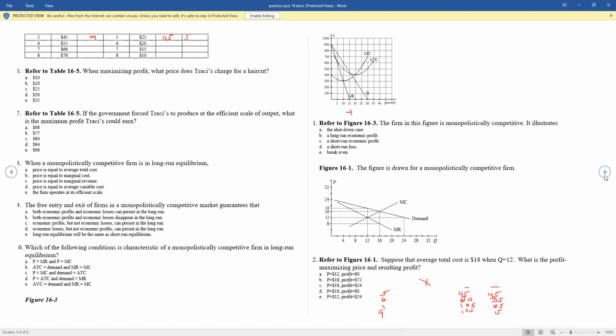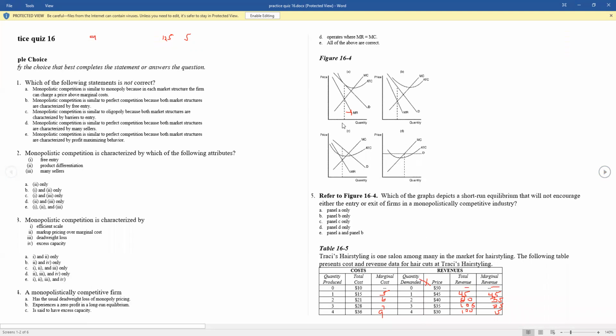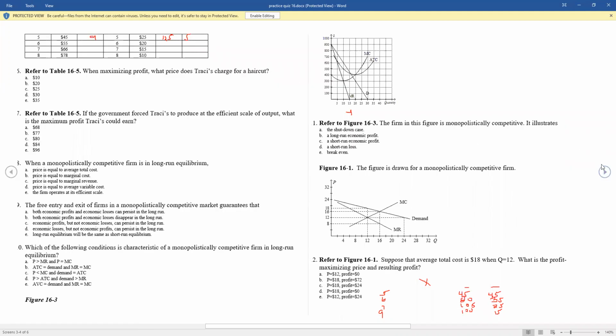All right. Number 8, when a monopolistically competitive firm is in the long run. All right. So I'm going to go back here because here's a long run, right? All right. Here my price equals my ATC. All right. Is there an answer like that? Price is equal to ATC. A as in alpha. Price is equal to marginal cost. We know is not true because MC equals MR.